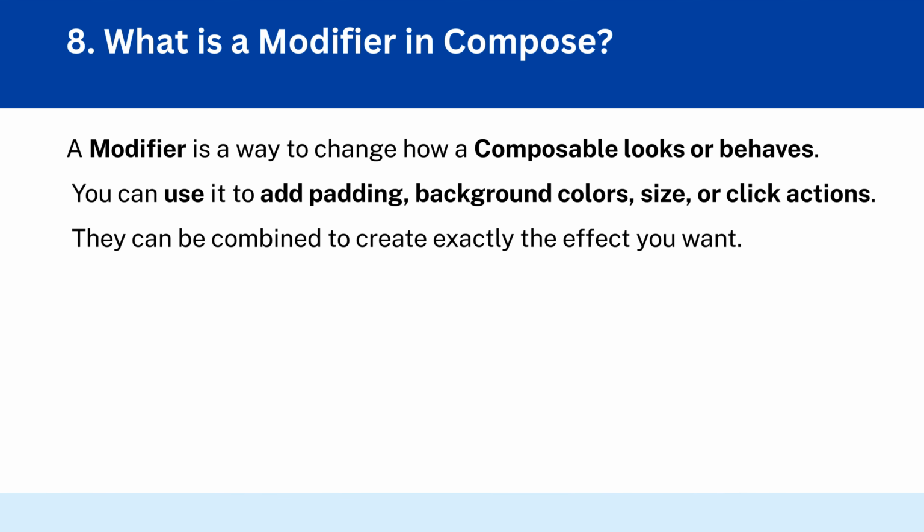What is a modifier in Compose? A modifier is a way to change how a composable looks or behaves. You can use it to add padding, background colors, size, or click actions. They can be combined to create exactly the effect you want.